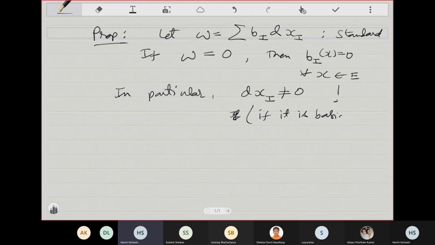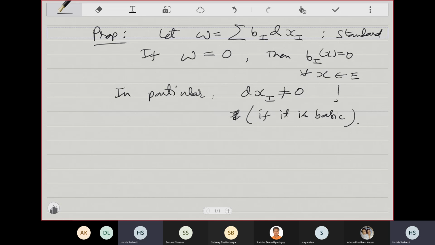Dxi is not 0, of course, assuming it is basic. Basic just means that in the multi-index I, all the indices are distinct and put in an increasing order. The distinct is the main thing. If it's not in an increasing order, you can always make it so; we have seen that we can always make it into an increasing order and then acquire a sign. So if the indices are distinct, then dxi is not 0.